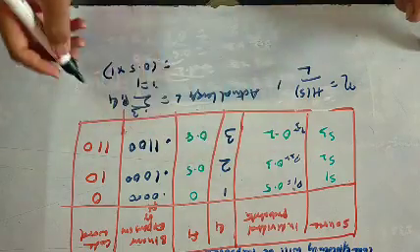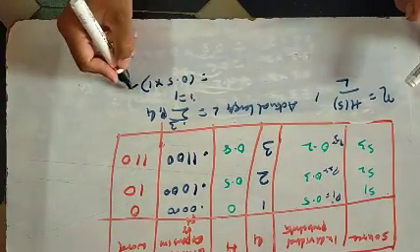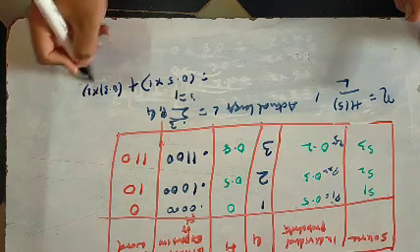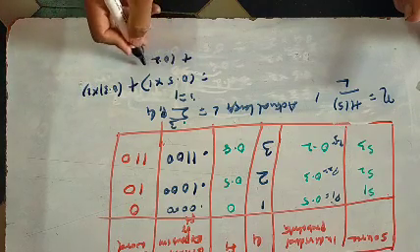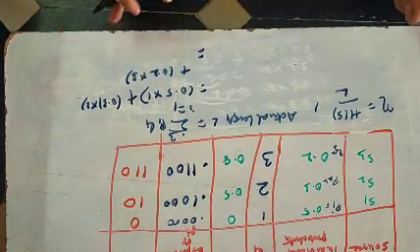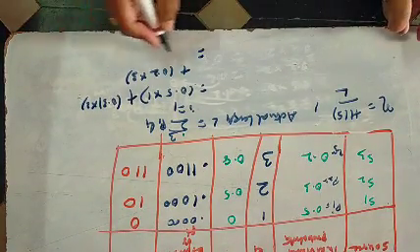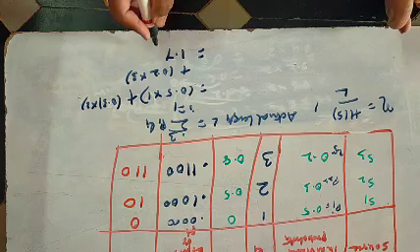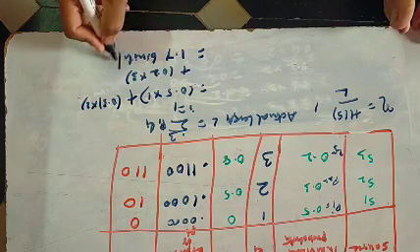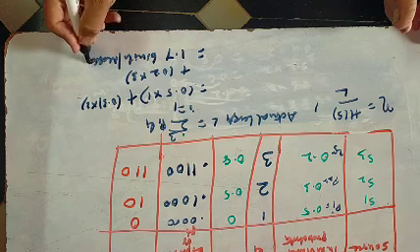For that the length is 1, plus 0.3, for that the length is 2, plus 0.2, for that the length is 3. Solving this, we get 1.7 binary digits per message symbol. See, this is in binary digits per message symbol.